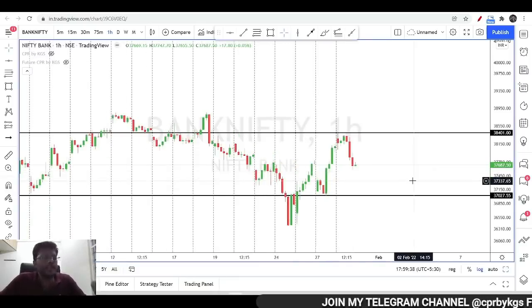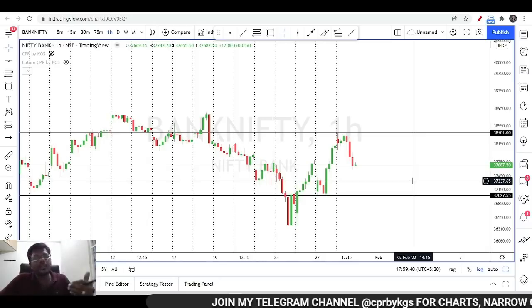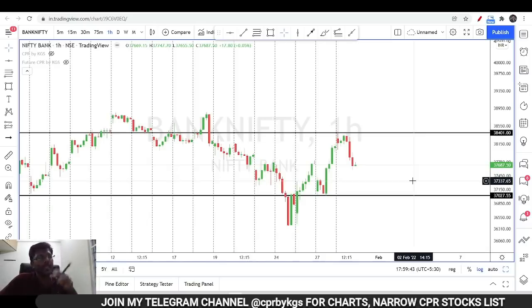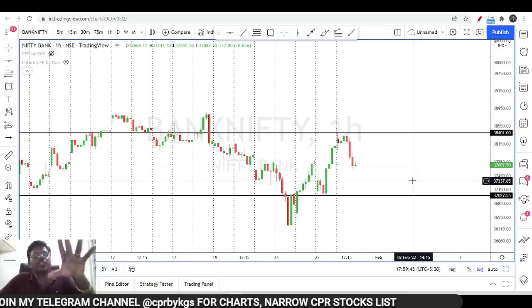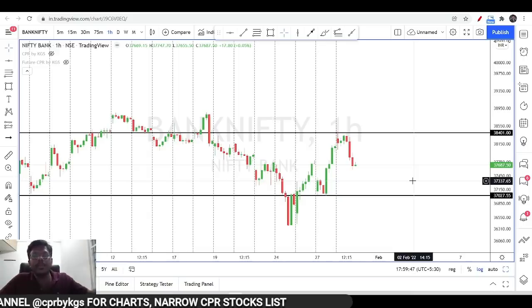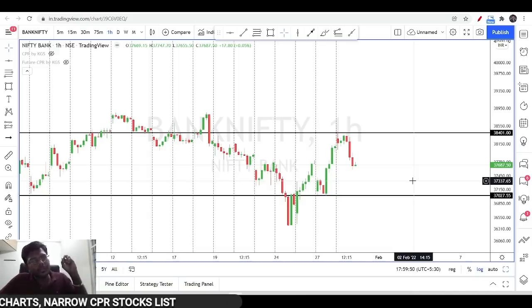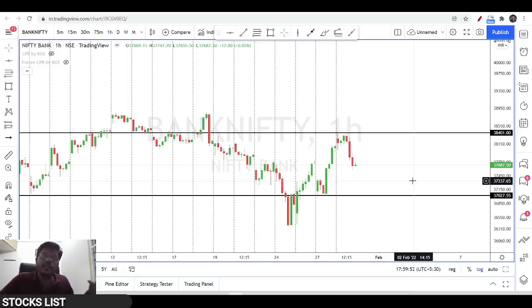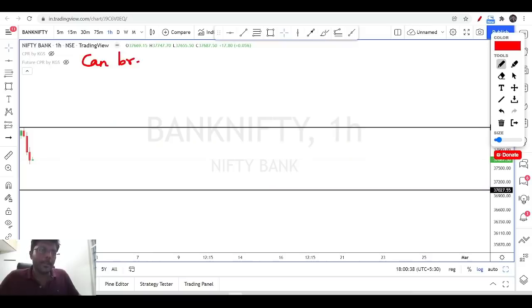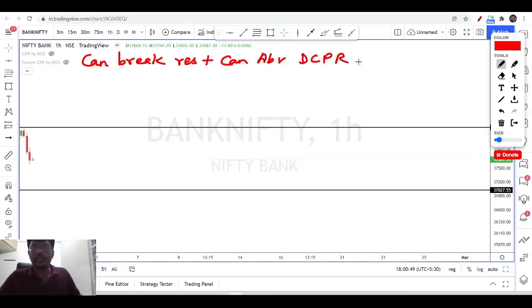If the market is bullish, then it should break the resistance. If the market is bearish, then it should break the support. And simultaneously, if resistance is broken, the candle should be above daily CPR, and I will take a long position. If support is broken, the candle should be below daily CPR, and I will take a short position. Candles breaking resistance plus candles above daily CPR, so the trend is going to be bullish.